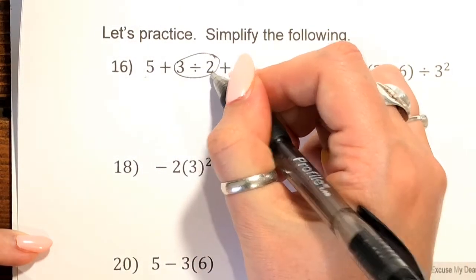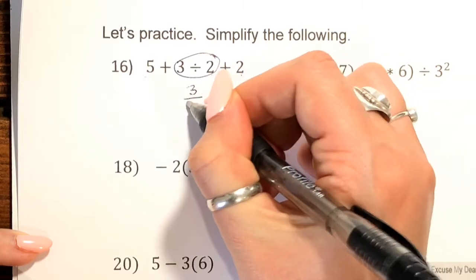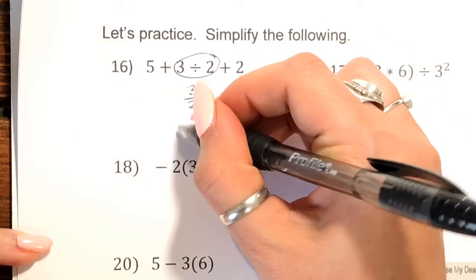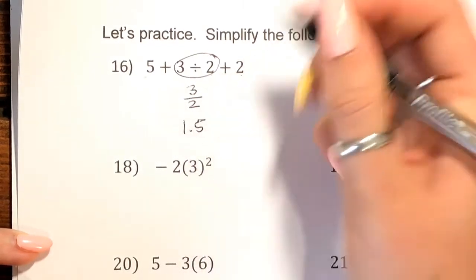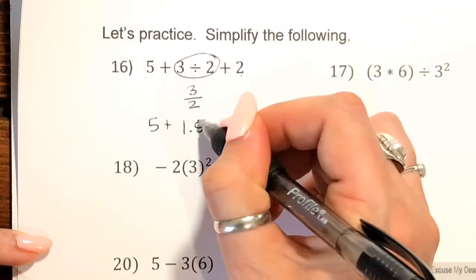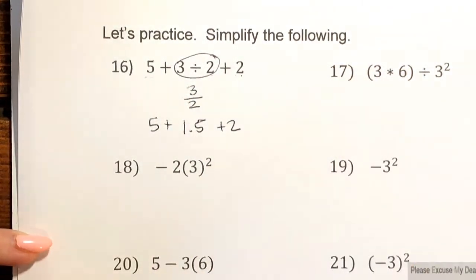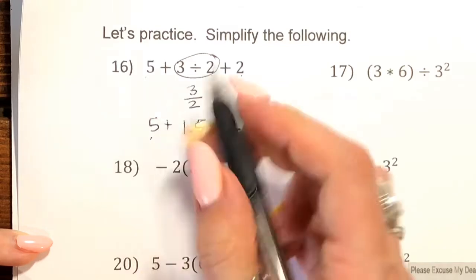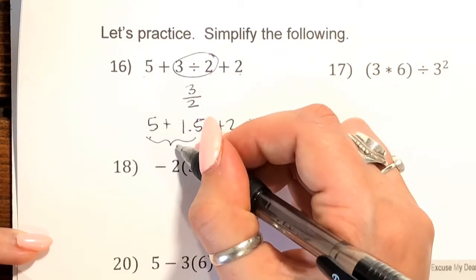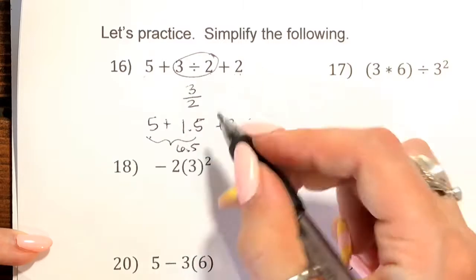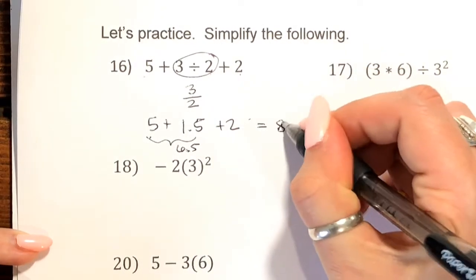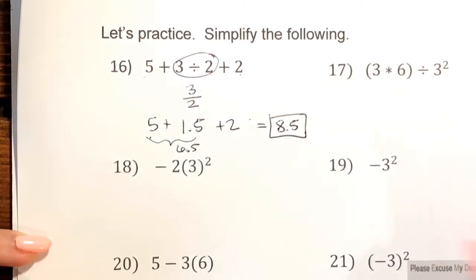3 divided by 2. Can't really do that as a whole number, so let's just do a decimal instead of a fraction. We get 1.5. And then we have the 5 plus the 1.5 plus the 2. Our next step would be adding or subtracting. We go from left to right. So starting at the left, I would do 5 plus 1.5, which is 6.5. And then keep going left to right. 6.5 plus 2 is 8.5. And that would be my answer.